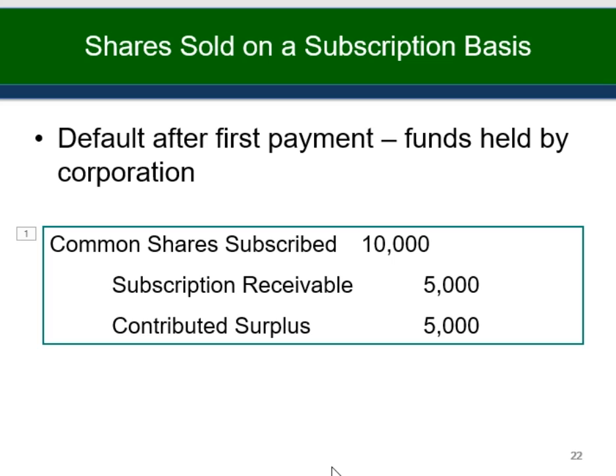If they defaulted after the first payment and the funds were held by the corporation, the common shares subscribed would be reduced to zero. The subscription receivable would be reduced to zero, and the net amount, the $5,000 that were already paid to us, would go into an account called contributed surplus, which would be part of share capital, and basically we'd be giving the money to the remaining shareholders.